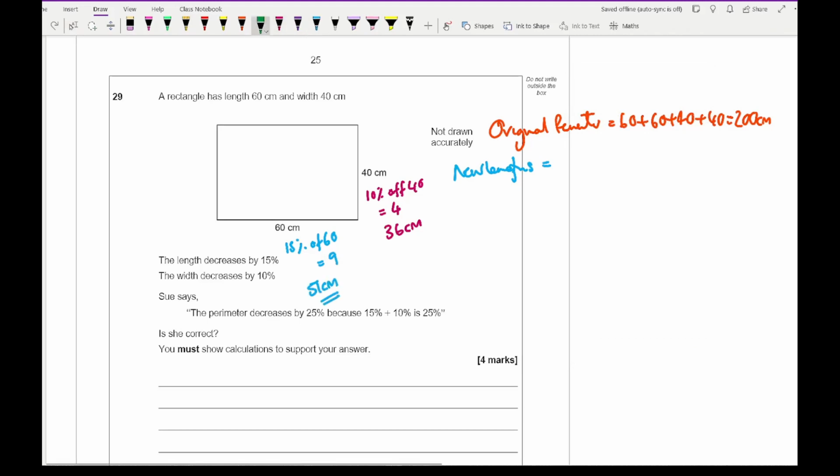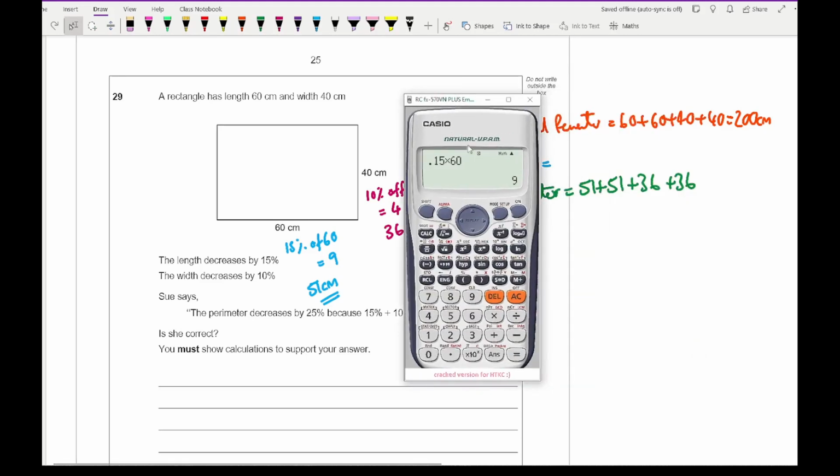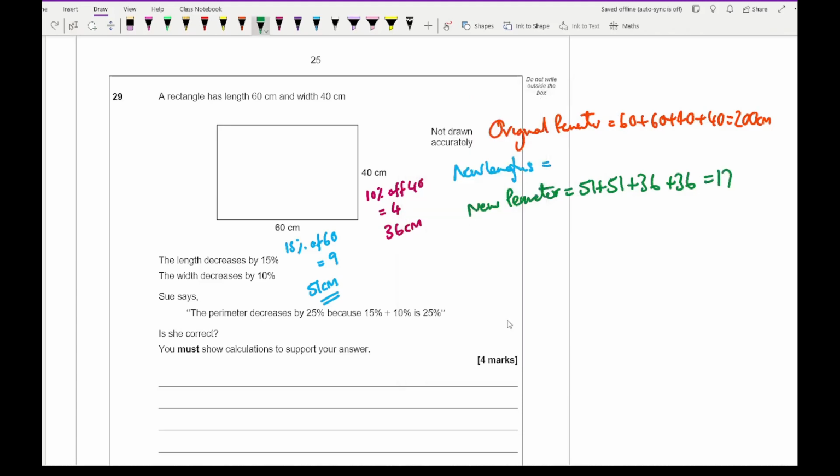So then to work out the new perimeter, it's going to be 51 plus 51 plus 36 plus 36. And let's just type that in. 51 plus 51 plus 36 plus 36 equals 174. And they're my two perimeters.